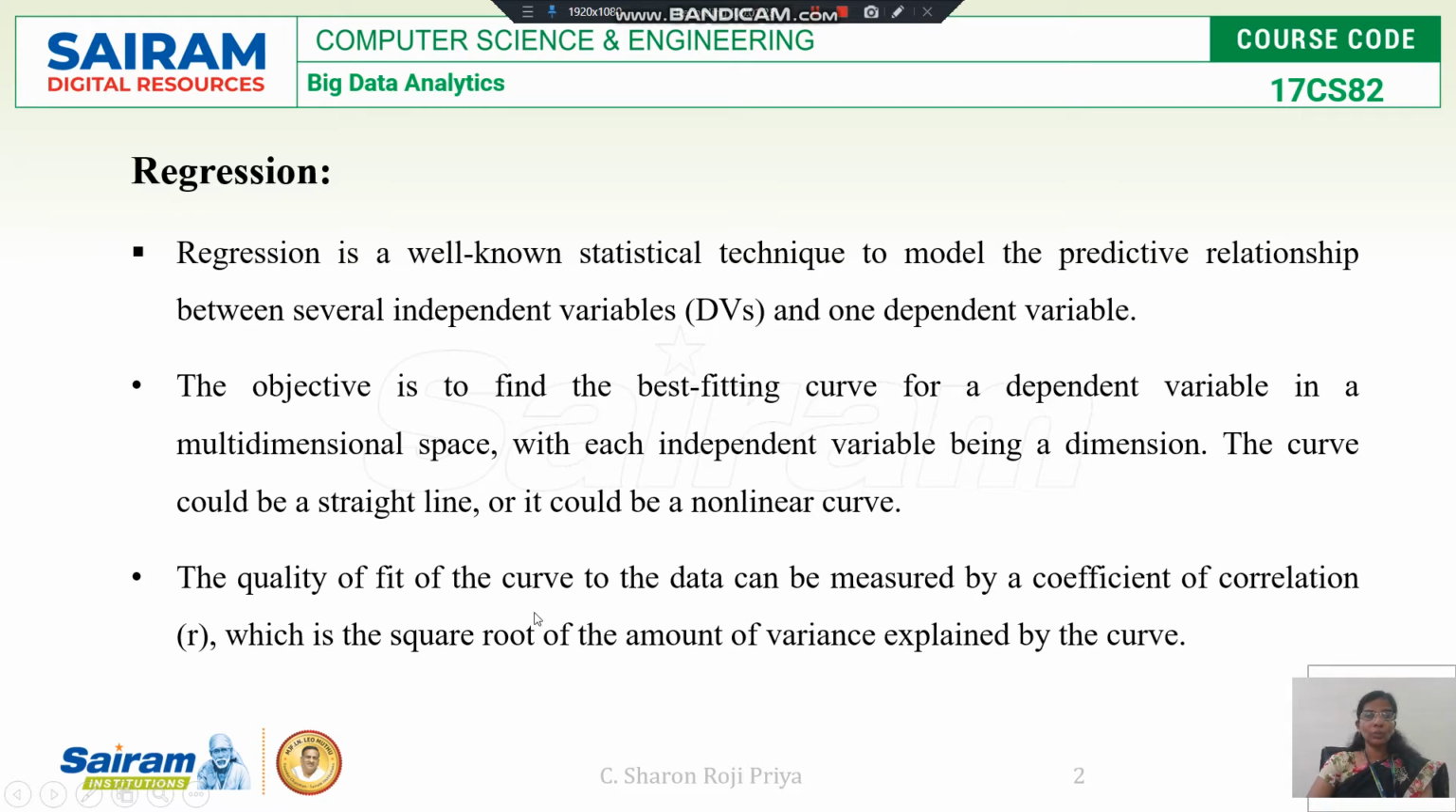The quality of fit of the curve to the data can be measured by a coefficient of correlation, which is denoted by small r and which is calculated as the square root of the amount of variance explained by the curve.